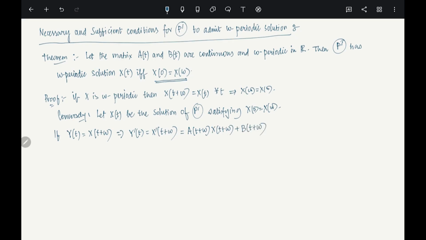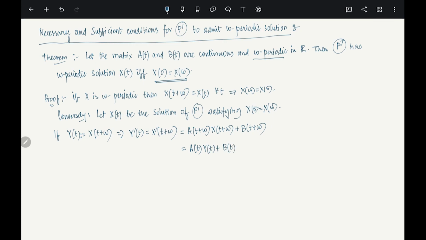Yes. See, if x is a solution of the problem, it satisfies the equation for all points in the interval. So t plus w is some point, right? So we can just substitute t plus w. Now you see, since a and b are w periodic, it is given, a of t plus w is nothing but a of t. And what is x of t plus w? By definition, it is y of t. Plus, what is b of t plus w? Again, it is b of t. That is just the given. Since a and b are w periodic, this happens.